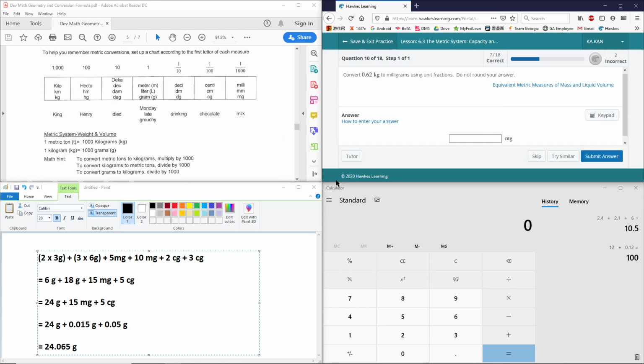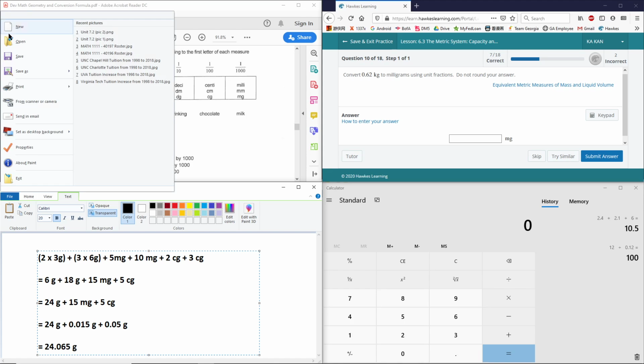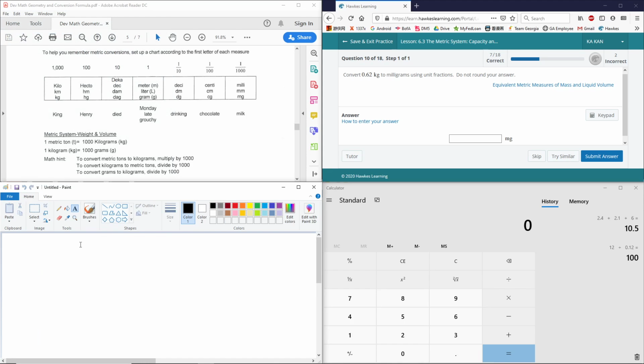Pretty tricky question. It's not difficult, just the wording is terrible. So that's why I'm doing this right here, so you can see exactly how to do the problem. Convert this to milligram. I think you got it.